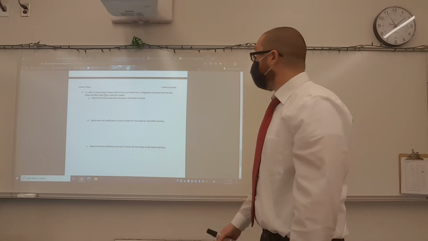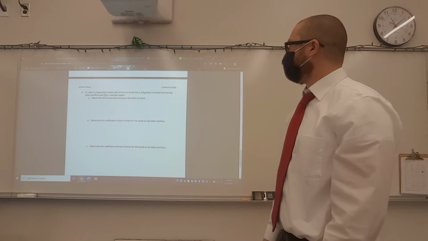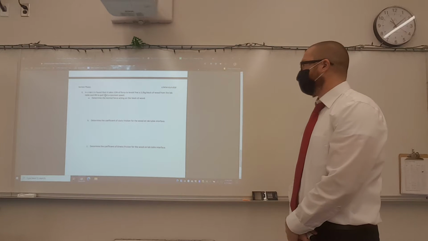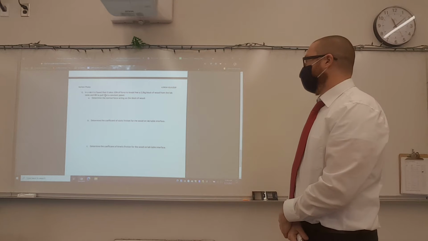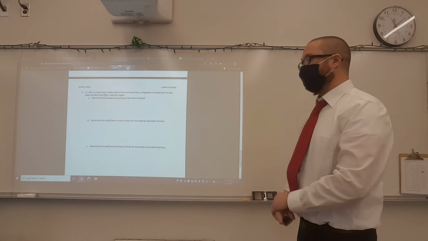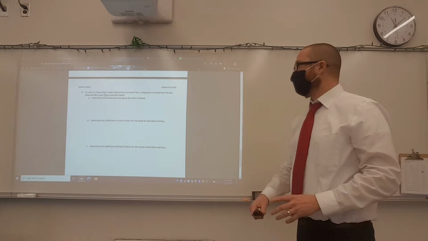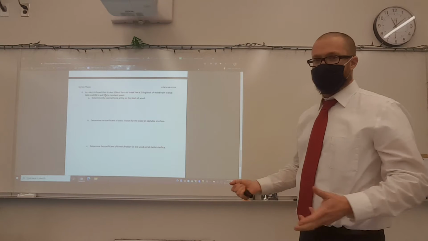That'll work. All right, problem 6. A lab has found it takes 10 newtons of force to break free a 2 kilogram block of wood from the lab table and 8 newtons to keep pulling it at a constant speed. Determine the normal force acting on the block of wood.